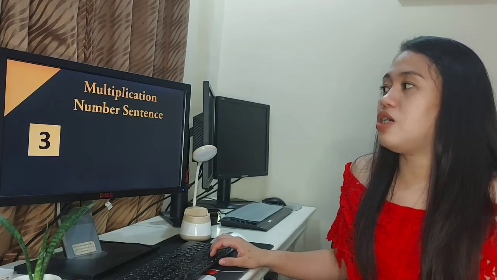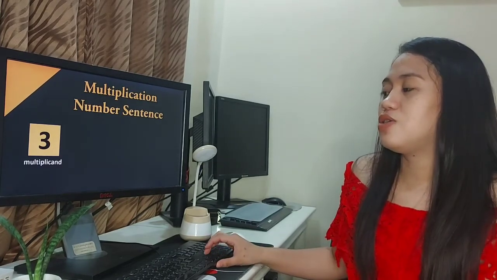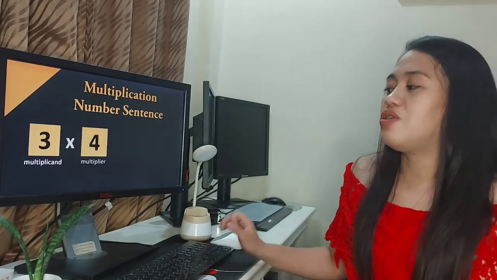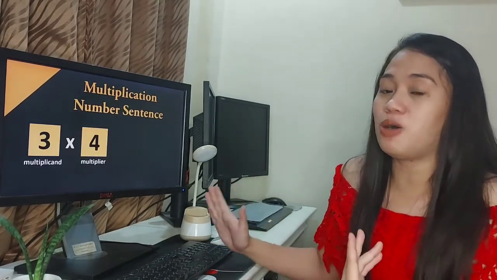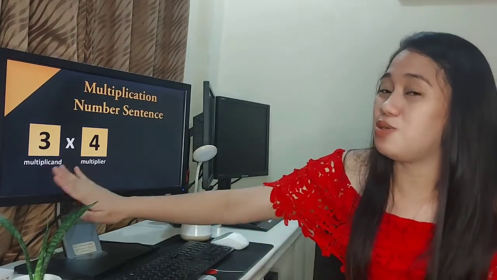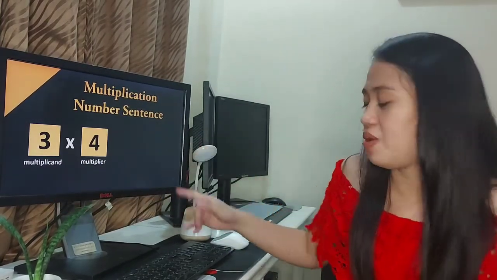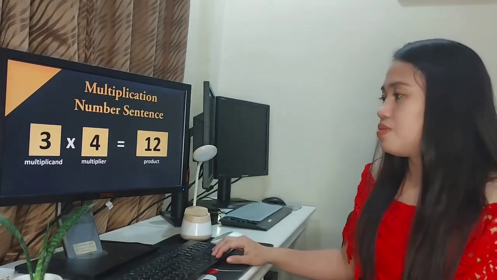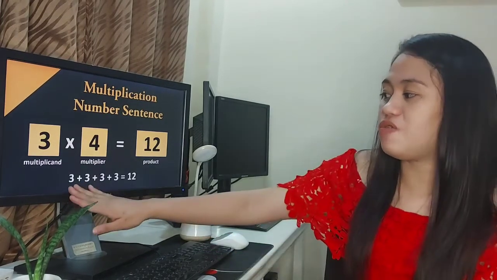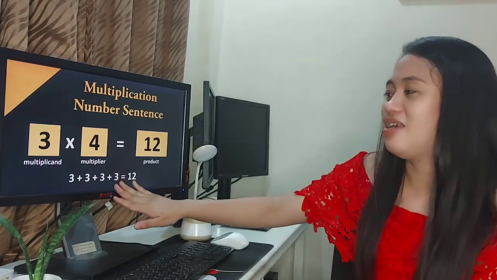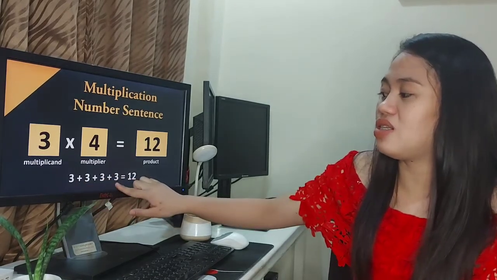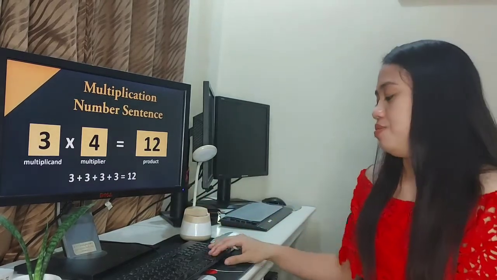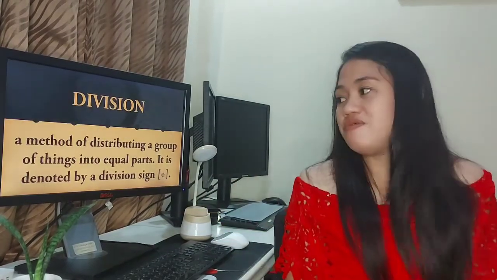In a number sentence for multiplication, the number that we add to itself, we call it multiplicand. And the number that will determine how many times you will add the multiplicand to itself is what we call multiplier. And the answer for it, we call it product. Alright, so we have 3 plus 3 plus 3 plus 3. So 3 is added to itself 4 times according to the multiplier, and then we get the product of 12. And lastly, we have division.